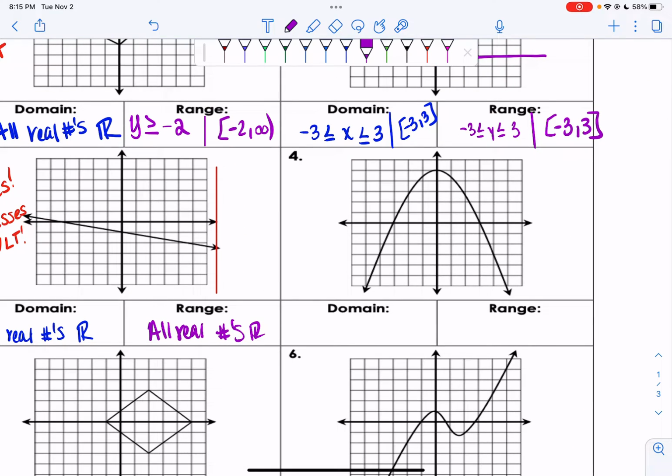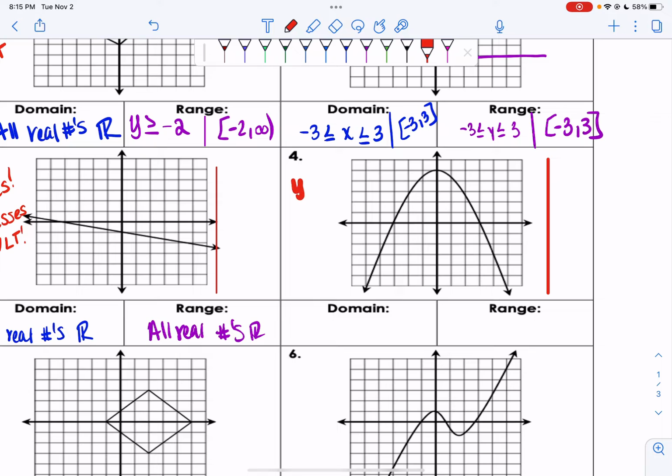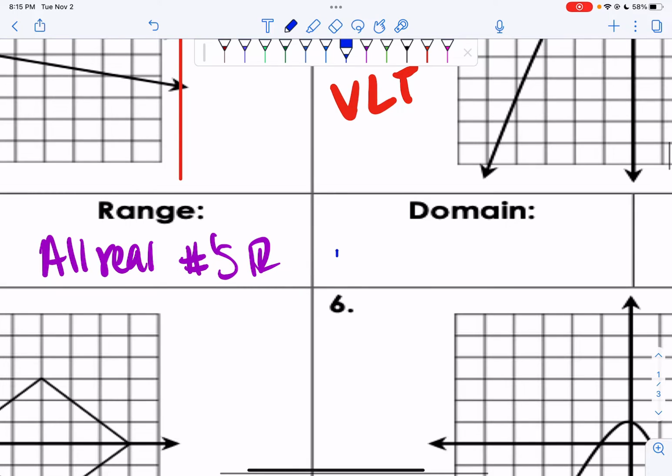Number 4. I'm going to draw my vertical line and move it along my graph. If you look, I always hit my graph just once. So this is a function. Now my domain. Since my domain is going on forever and ever in both directions, I can plug in an x value anywhere and still get an answer. So I can say my domain is, again, all real numbers.